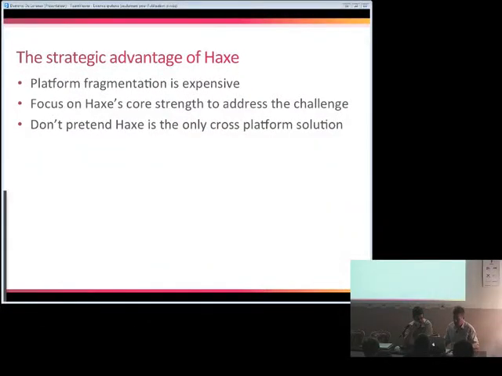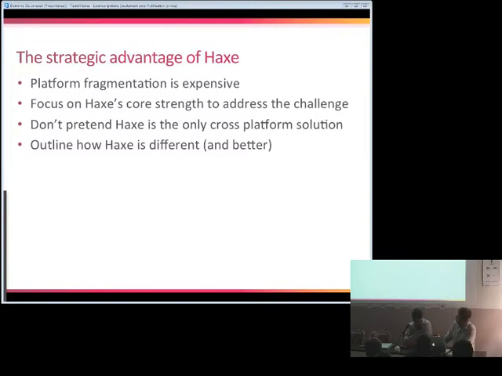Then, don't pretend that Haxe is the only one out there. There are other solutions, and the best thing is to acknowledge those and then describe how Haxe is ultimately better. And once again, having cross-platform at a language level rather than a runtime level or widget level is a lot more powerful, a lot more performant. It also means you can potentially piggyback off those competitors by targeting them, which companies like to hear.